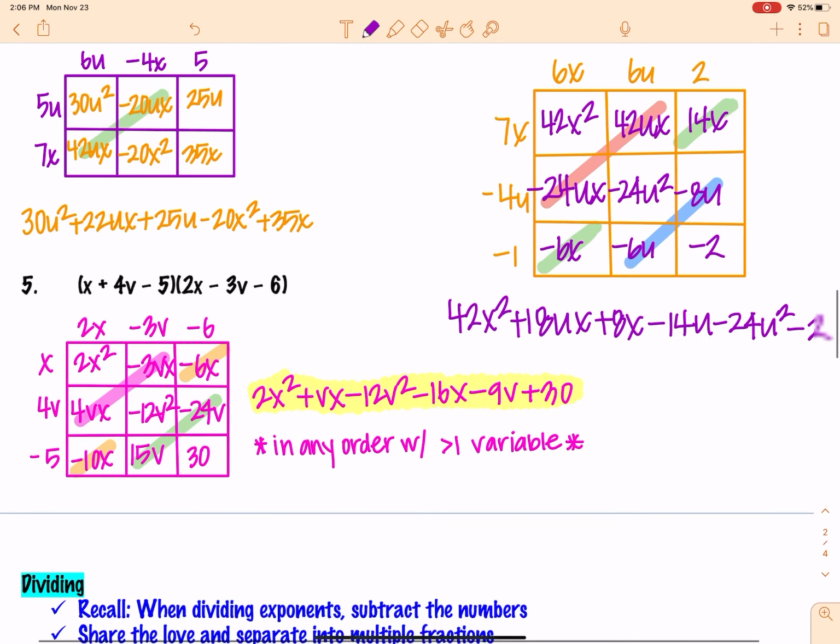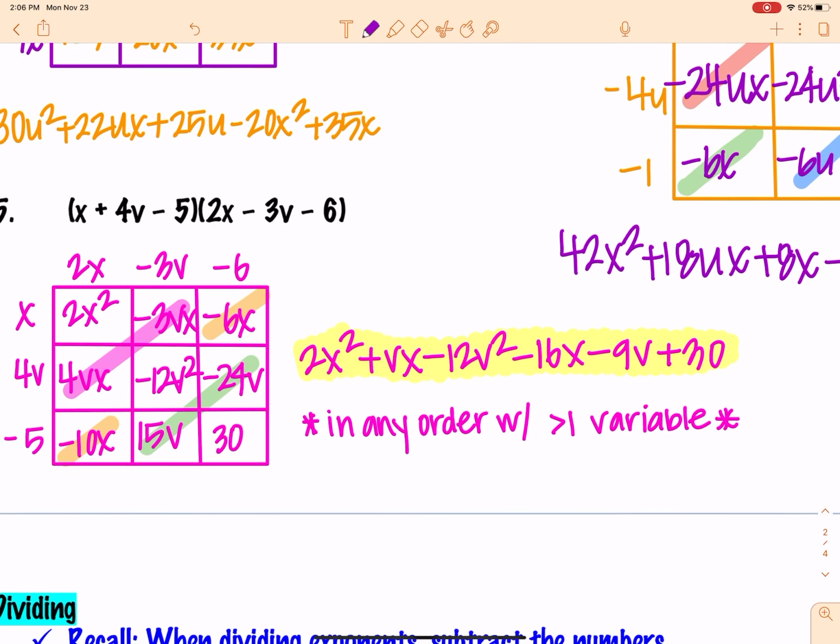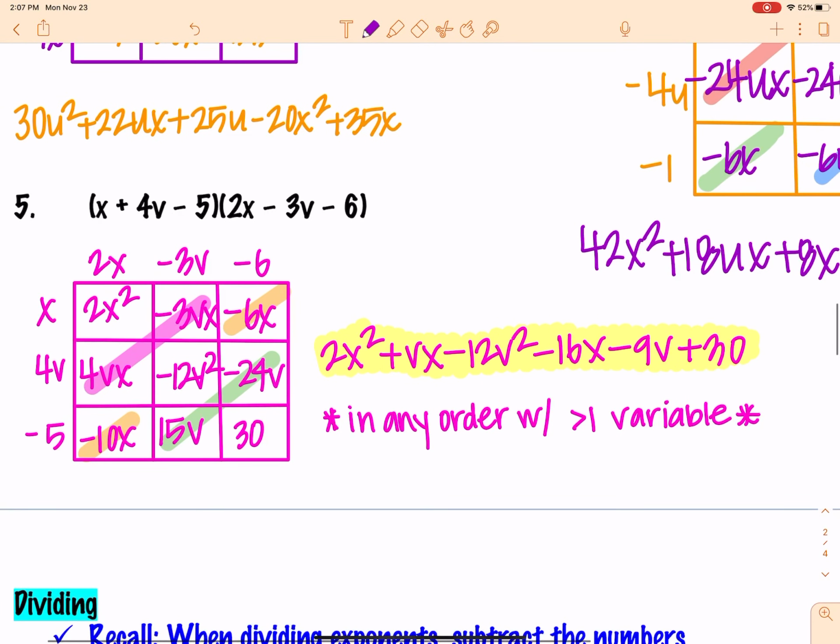All right, here's your final answer. So again, it could be in any other order than what I have down here, but you need to make sure all your terms are there and that all your exponents are the same. So right now we have 1, 2, 3, 4, 5, 6. So I should have 6 terms in total in any other order than this. So that was practicing multiplying polynomials.